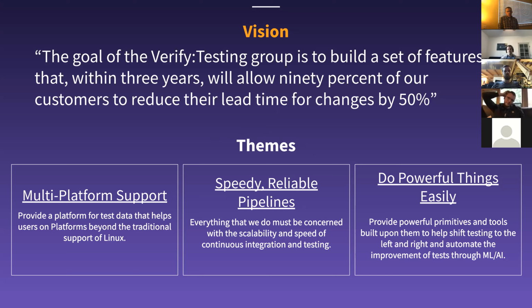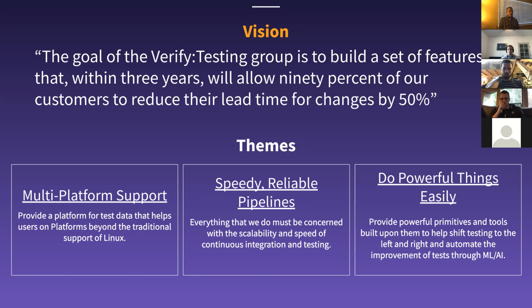Understanding from our customers and just personal experience, I'm sure all of us have seen that testing can often delay that due to lack of context or lack of tooling. So we want to provide within GitLab first-class tools to help everybody in that development chain get that change deployed. Some of the themes, which are common themes across the CI/CD group, include multi-platform support, providing a platform for test data that helps users on platforms beyond our traditional support of Linux. Then speedy and reliable pipelines. Everything that we focus on in CI/CD must be concerned with the scalability and speed of that continuous integration and testing.